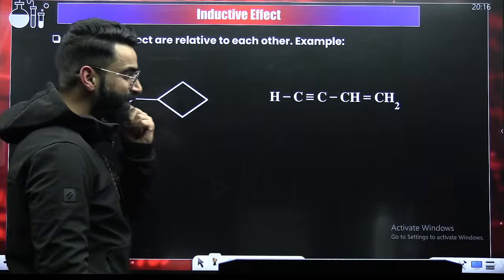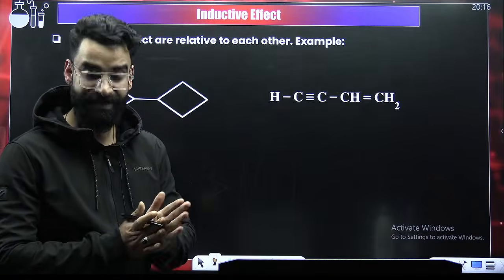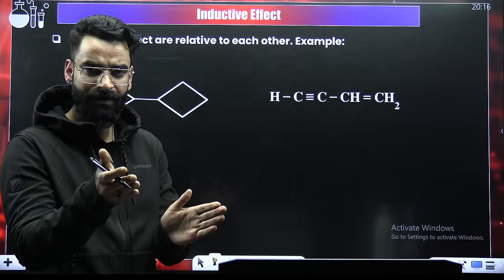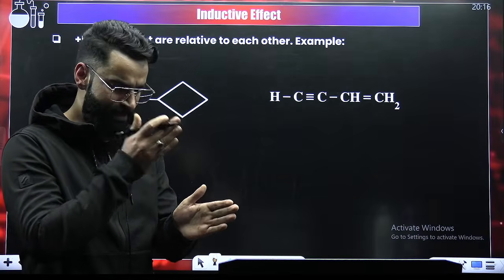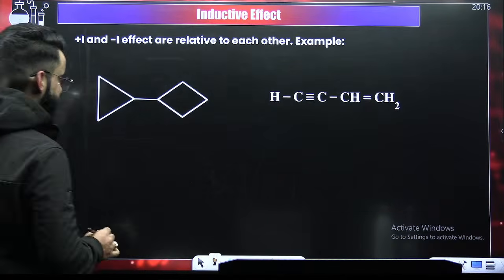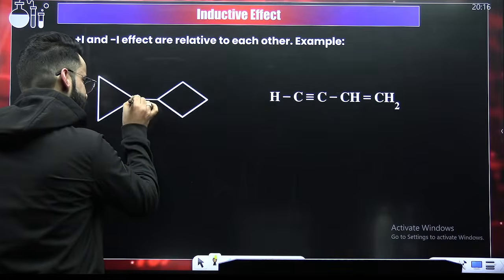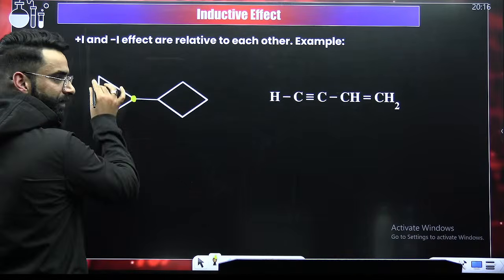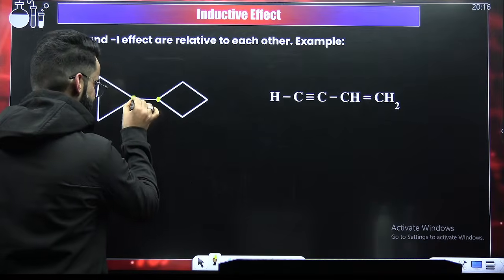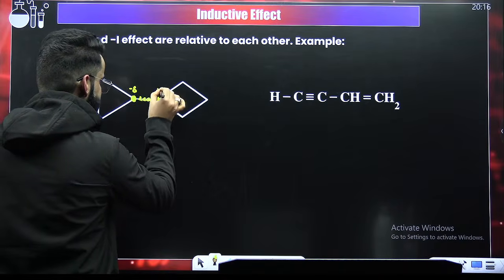Now the point is, this plus I and minus I, they are relative. What does that mean? Plus I and minus I are relative terms. So when we say plus I, that is with respect to something which will be showing minus I. When we say minus I, that is with respect to something that will be showing plus I. Try to understand. If you talk about this carbon, I would say the electronegativity of this carbon is more. Why? Because it is three-membered, with more angle strain. And the electronegativity of this carbon is comparatively less. So if the electronegativity of this carbon is more, it will attract the sigma electron density towards itself, due to which this gets delta negative, this gets delta positive.